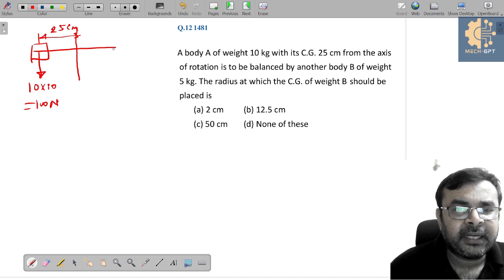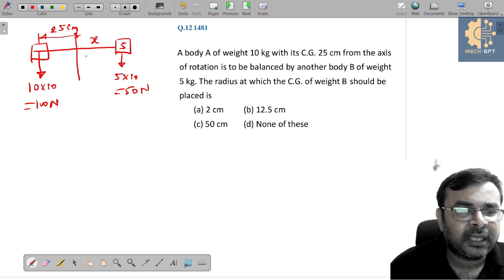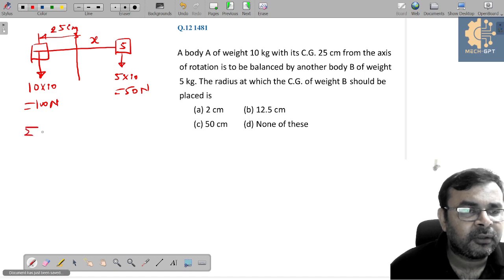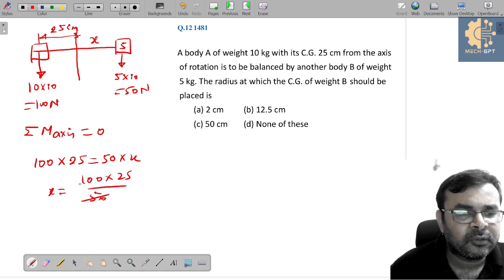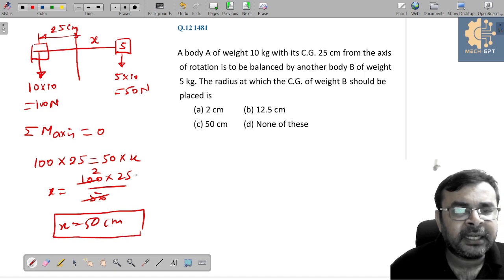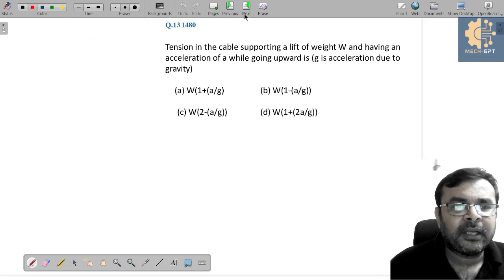Correct? Balanced by another weight of body B of weight 5 kg. So let's say here we have 5 kg weight. So can I say this is 5 into 10, which is 50 Newton force. And let's say it is situated at an x distance, so you need to calculate this x. So can I balance this system by a moment? So you just take moment, summation of moment about the axis is always equal to 0. So simply here we can say 100 into 25 is equal to 50 into x. So when you simplify this, then you will get 100 into 25 over 50. So simply here you can get x is equal to 50 centimeter. Means if you place mass B at a distance of 50 centimeter, then definitely you balance this mass system. Yes or no?